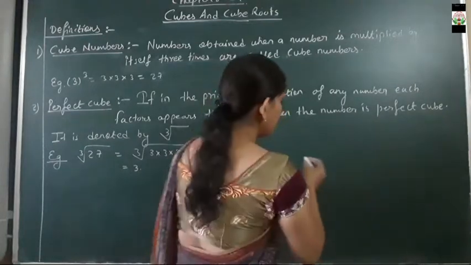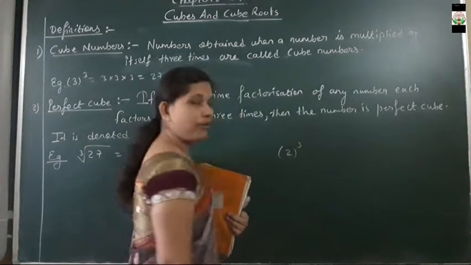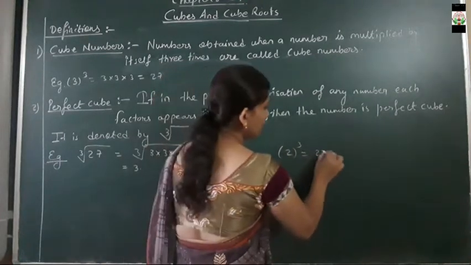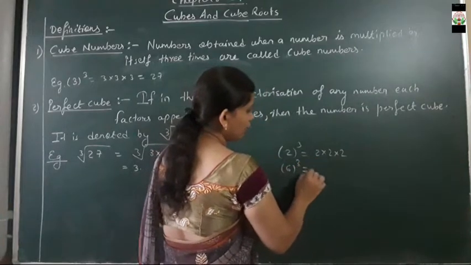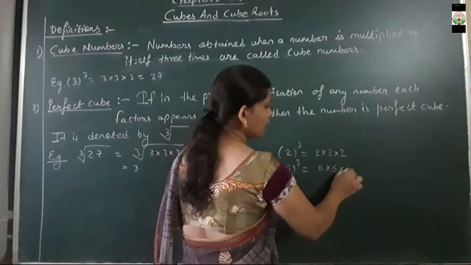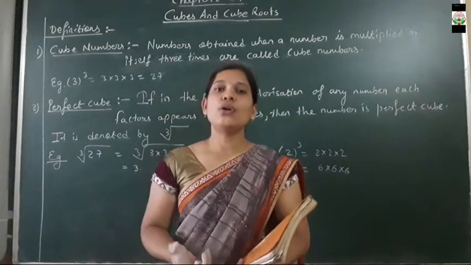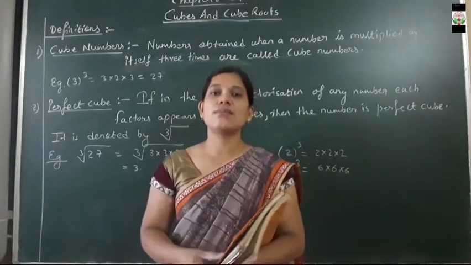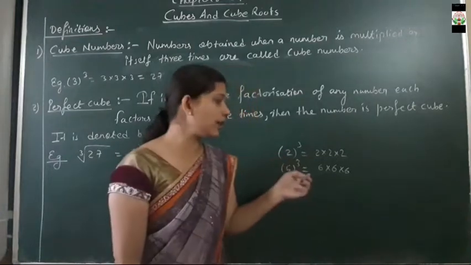Suppose a number is there, a number 2. If it is said the cube of 2, that means the cube number is 2 into 2 into 2. In the same way, 6 cube, 6 to the power 3, will be written as 6 into 6 into 6. Isn't it? मतलब ऐसा नंबर जिनके पावर में 3 हो उनको हम क्यूब नंबर्स बोलते हैं. Such numbers which multiply with themselves 3 times are said to be cube numbers.